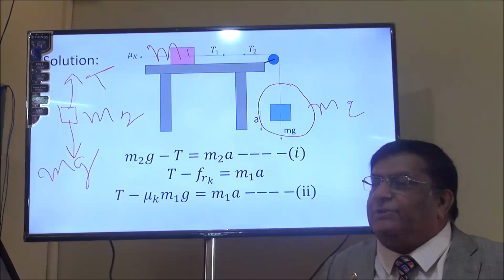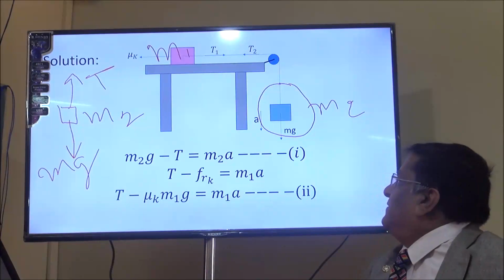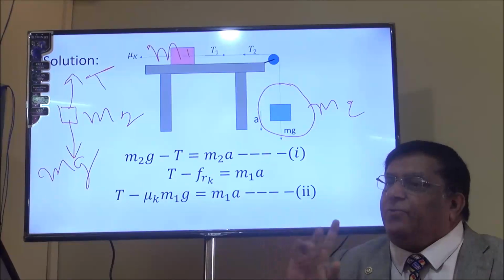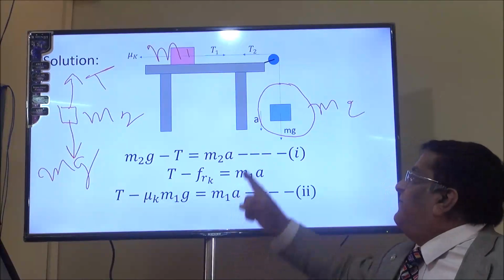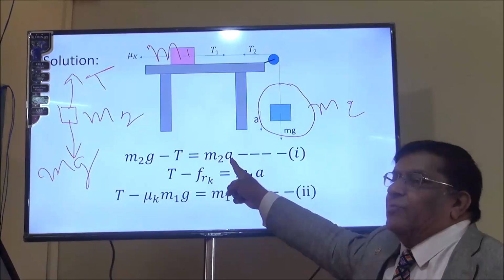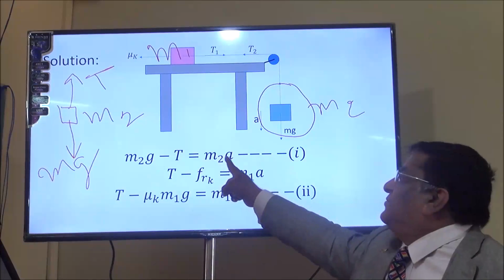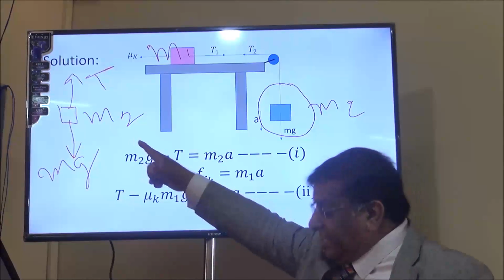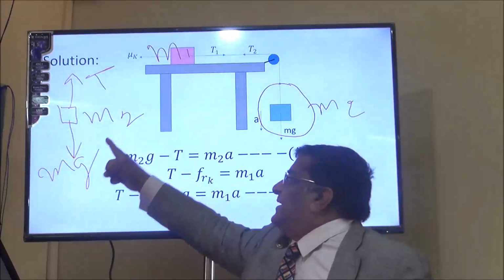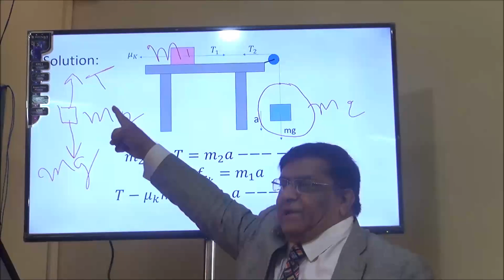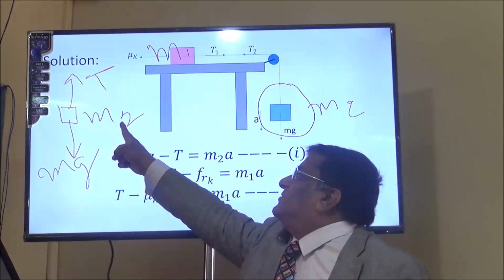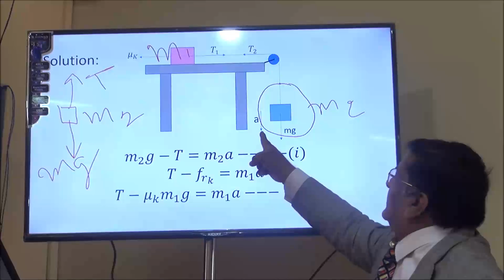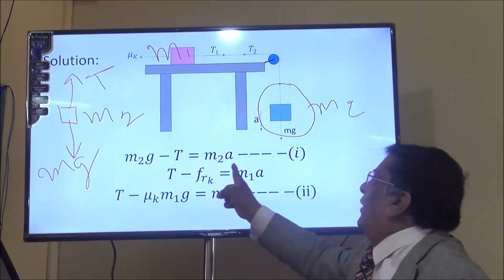If this is the net force, then what will be the acceleration? Force is mass into acceleration. If acceleration is A, then how much is the net force equal to? Mass into acceleration, M2A. So with this I get a formula. That formula says M2g minus T, that force, is equal to mass into the acceleration with which it is coming down. It is coming down with acceleration A, and this is the formula I get.